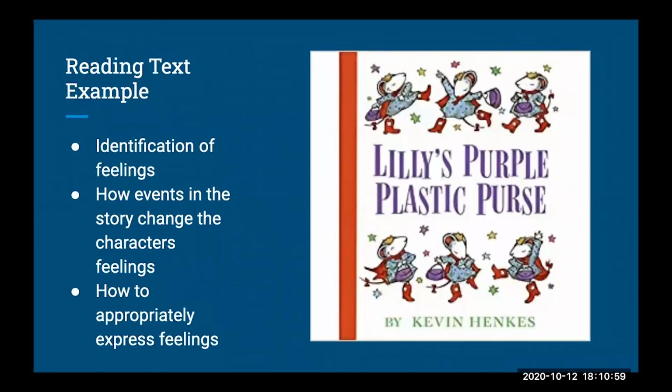Here is an example of a text you could read with your child to explore some of these issues. In the story, Lily's Purple Plastic Purse, Lily learns how to appropriately respond to her environment and express her feelings. Throughout the book, you can pause to discuss how Lily's feelings change based on the events in the story. In addition, you can explore both the appropriate and inappropriate ways Lily chooses to express her feelings.